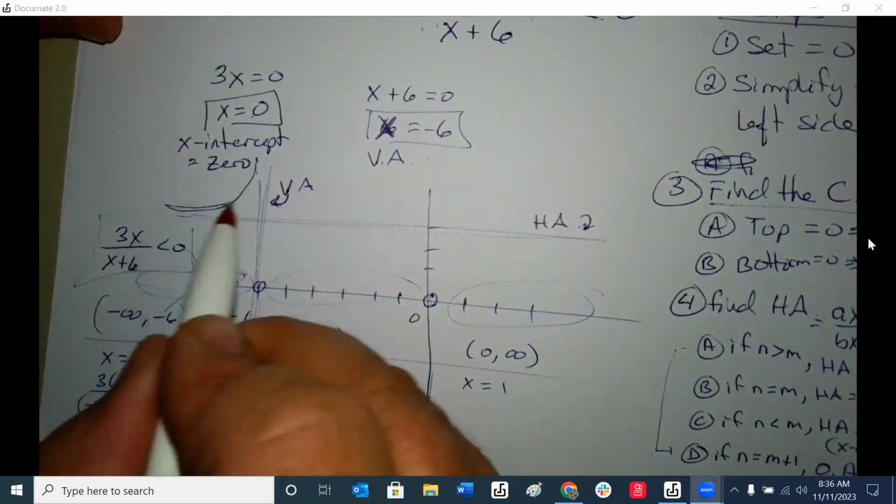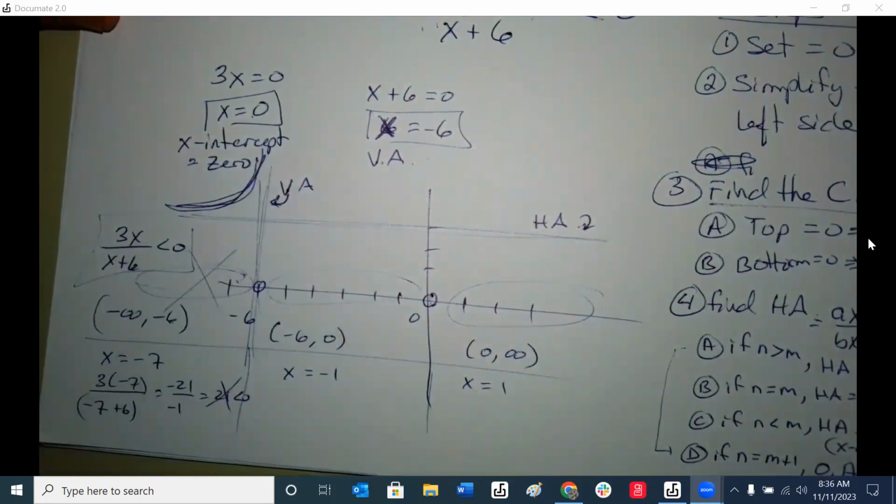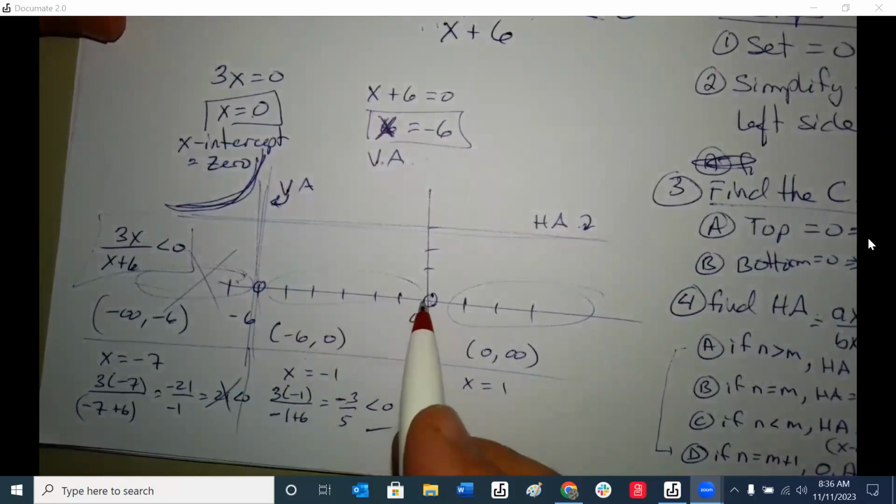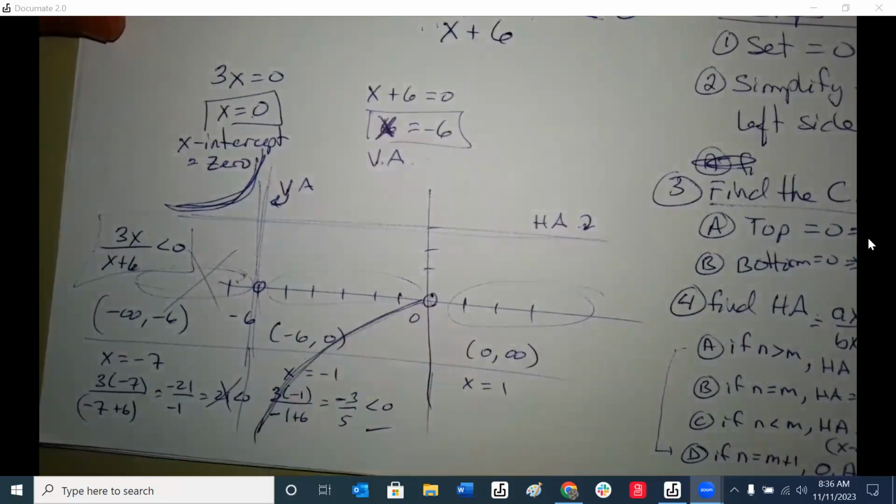So that means this part of the graph is up here in the positive realm. Well, it can't cross the horizontal asymptote. How about at -1? So I have 3 times -1 over -1 plus 6 equals -3 over 5. And that's negative, so it's less than 0, so this is good. So these answers are negative, so now this has to be below here. So this part of the graph looks something like this.